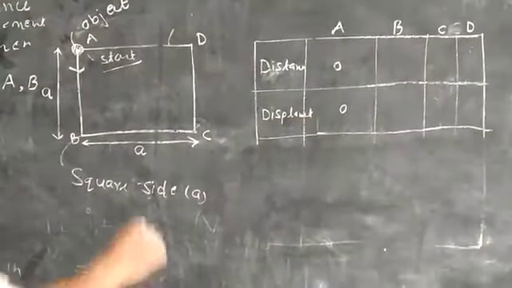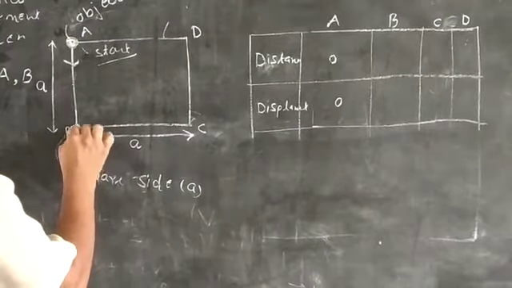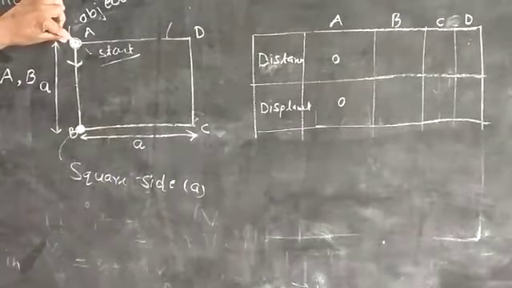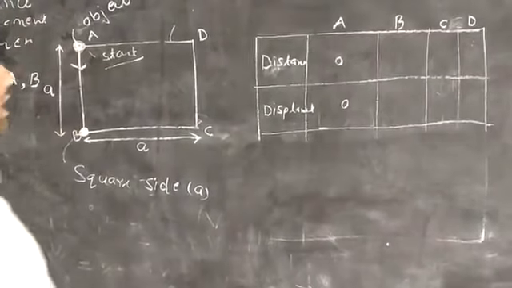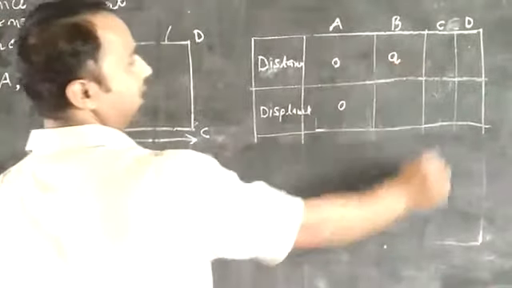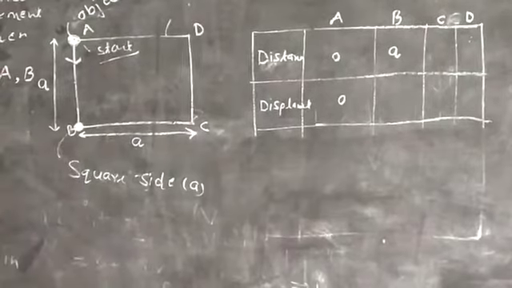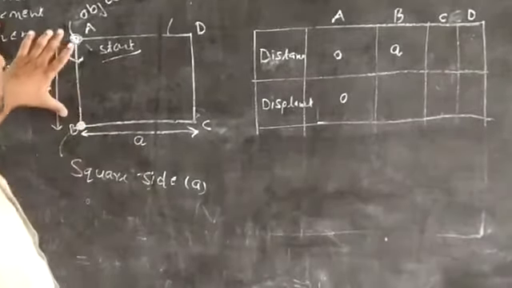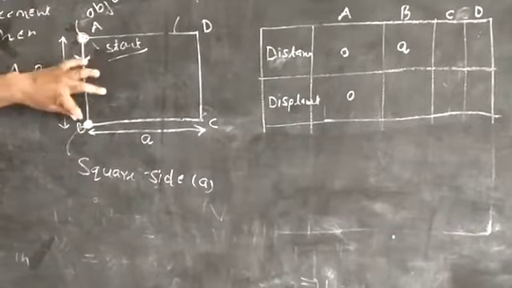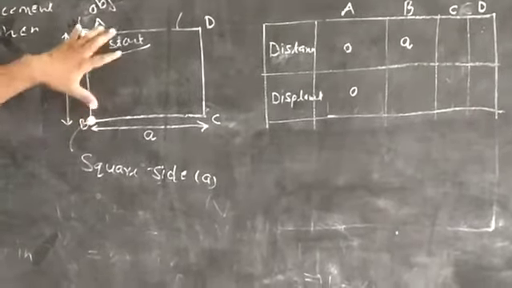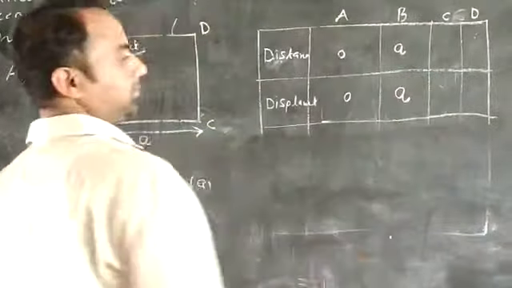When the particle moves from A to B and reaches point B, how much distance is covered by the particle? The distance covered by the object is A. And what is the displacement? The displacement of the particle is also A, because this is the initial point and this is the final point, and the distance between them is also A.